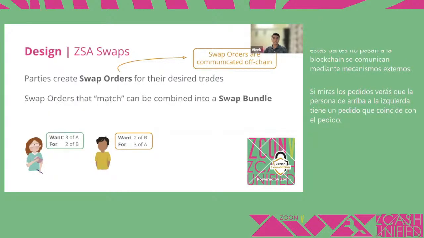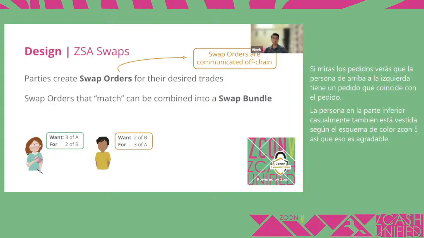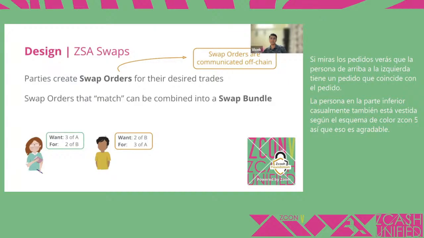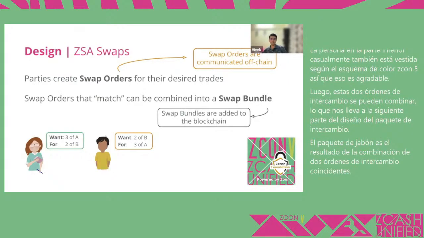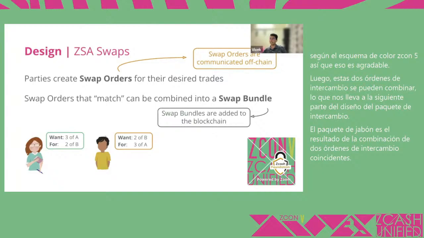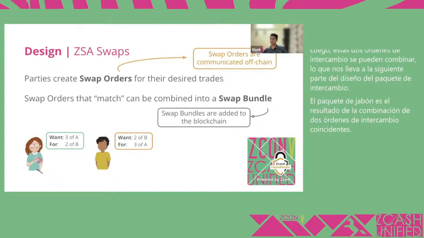These two swap orders can then be matched, which leads us to our next piece of the design, the swap bundle. The swap bundle is the result of the combination of 2 matching swap orders. It is this swap bundle that forms a complete transaction, which can then be added to the blockchain, and that completes the swap between the 2 parties.